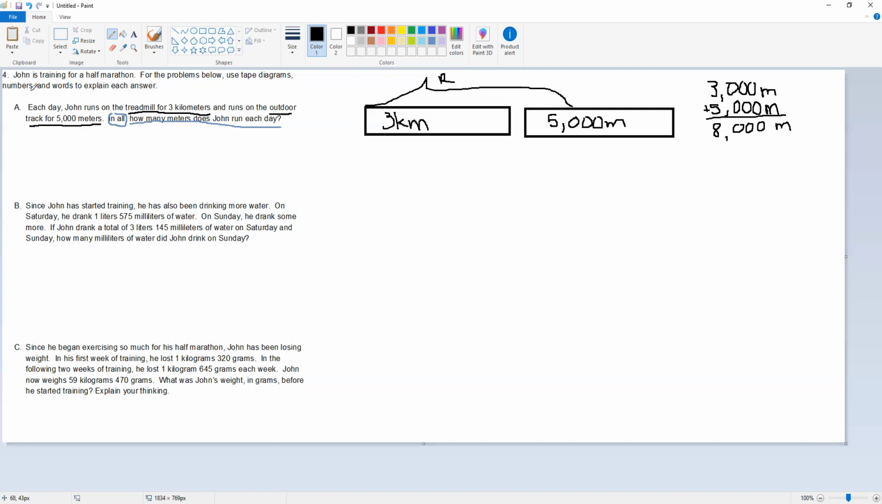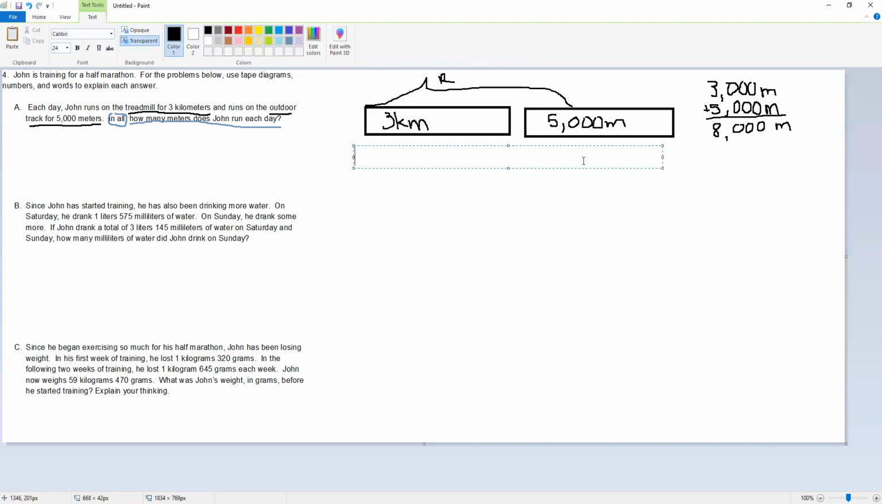But the direction says I need to write it in numbers and words and explain each answer. So I need to put in a little box here so I can explain my answer, and it's good to use part of the question in your answer. So the question said, in all, how many meters does John run each day? So I can say, John runs 8,000 meters, or I could just say 8 kilometers each day.